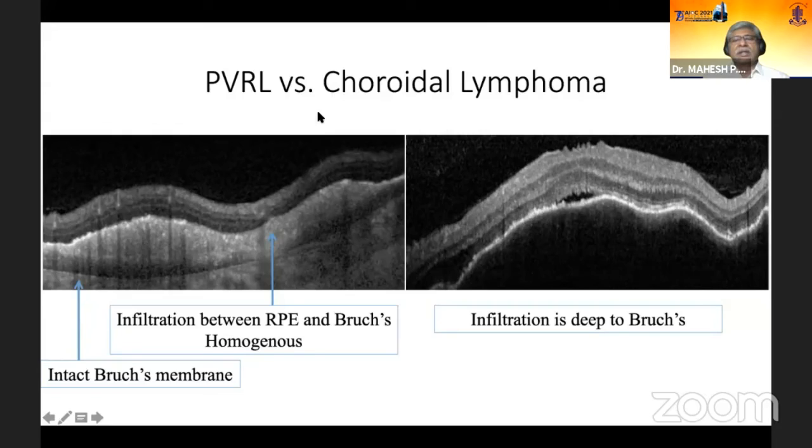Last few slides. The OCT also helps us differentiate between primary vitreoretinal lymphoma and choroidal lymphoma. In PVRL, the infiltration is between the RPE and Bruch's membrane, in contrast to the choroidal lymphoma, where the infiltration is deep to Bruch's membrane.